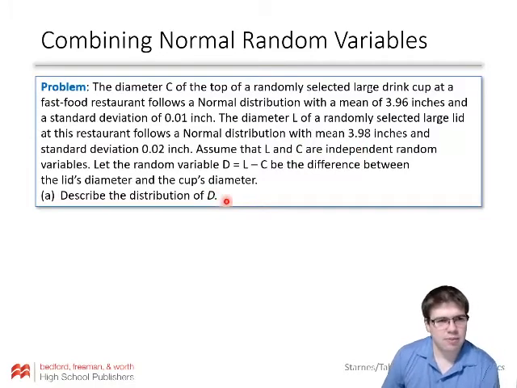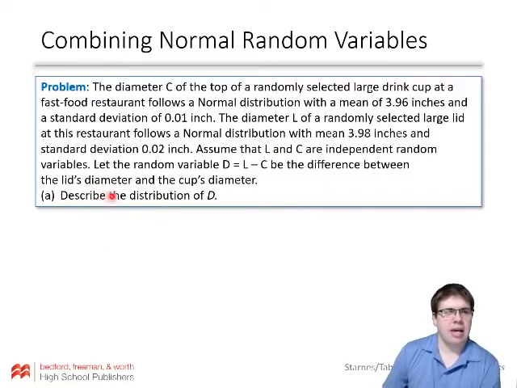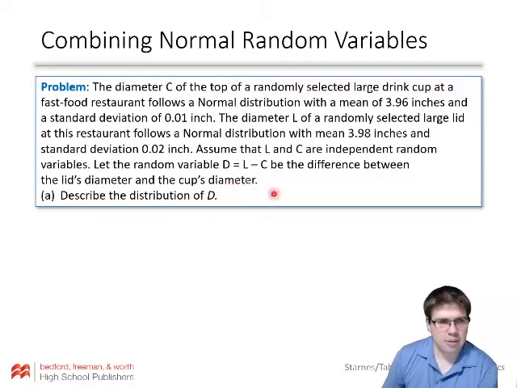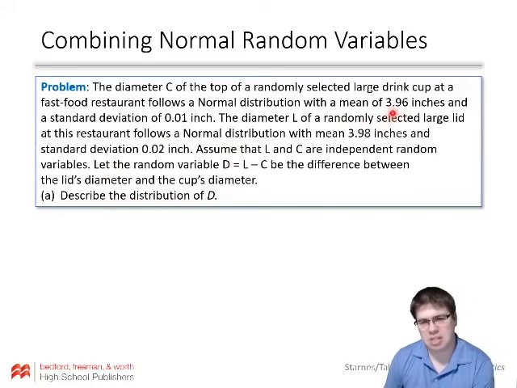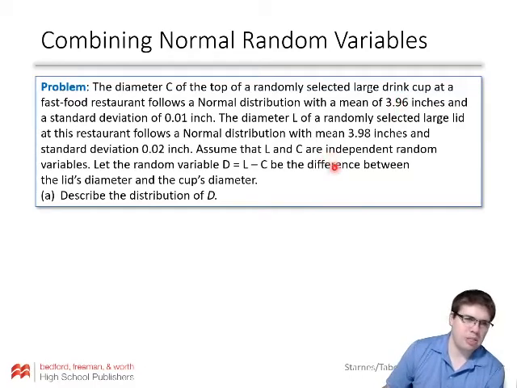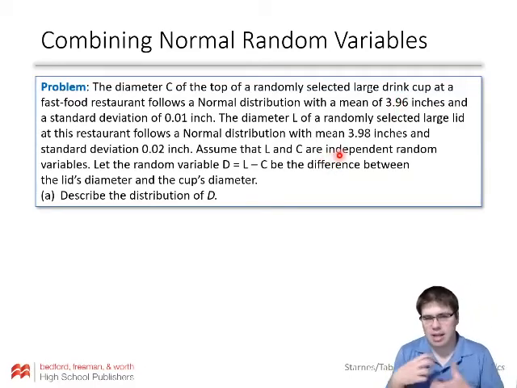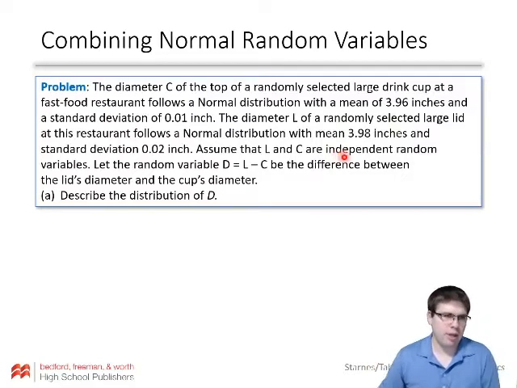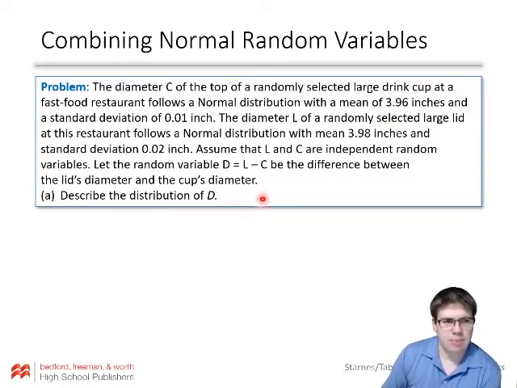Assume that L and C are independent random variables. Let the random variable D, the difference, equal L minus C, be the difference between the lid's diameter and the cup's diameter. So we're going to describe the distribution of the potential difference. We could end up with a slightly bigger than average cup and a slightly smaller than average lid or something like that, and that might be a problem because our lid might not fit on our cup, or maybe our lid's too big. So ultimately we need to describe the distribution of the potential difference for these two.